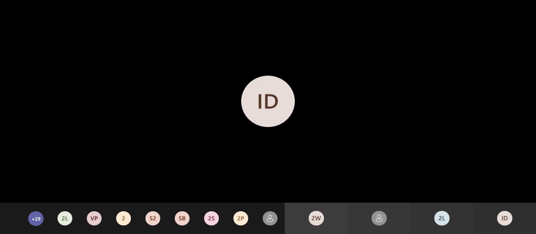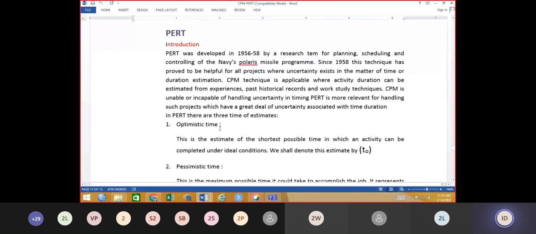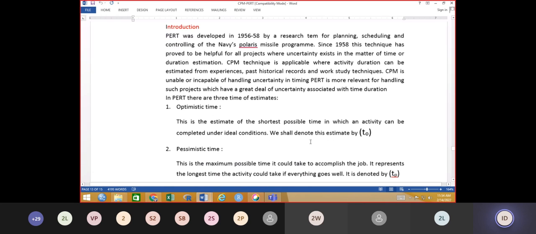Optimistic time, pessimistic time and most likely time. Only these three time durations are available in PERT. What is the optimistic time? The optimistic time is the estimate of the shortest possible time in which an activity can be completed under ideal conditions. It is usually denoted by TO. So keep in mind, optimistic time means the shortest possible time.